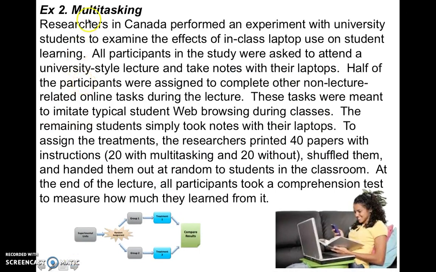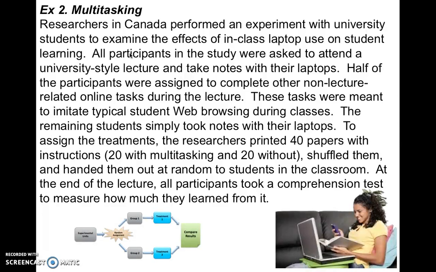So example 2 is multitasking. You'll see space to fill in your answers for this on your note sheet. Researchers in Canada performed an experiment with university students to examine the effects of in-class laptop use on student learning. So all participants in the study were asked to attend a university-style lecture and take notes with their laptops. Half of the participants were assigned to complete their non-lecture related online tasks during the lecture.